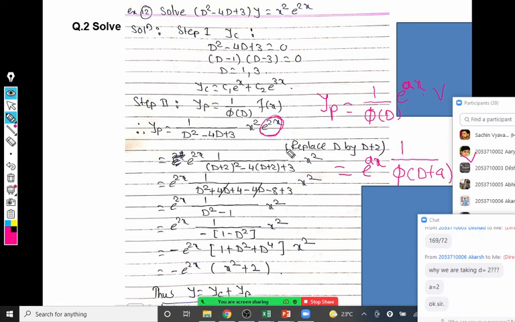Is it clear? So that way the exponential comes outside. This exponential first part, we are converting this product into a single function. To take the exponential outside the operator, which is before the operator, we have to replace D by D plus 2. And that 2 is actually from e raised to 2x.